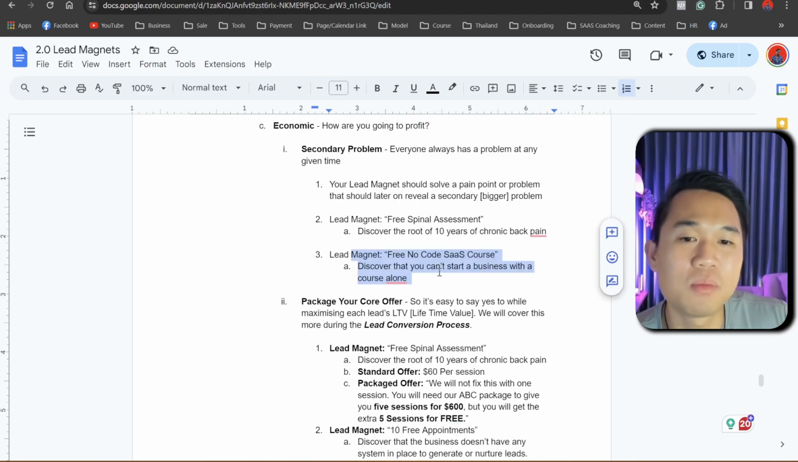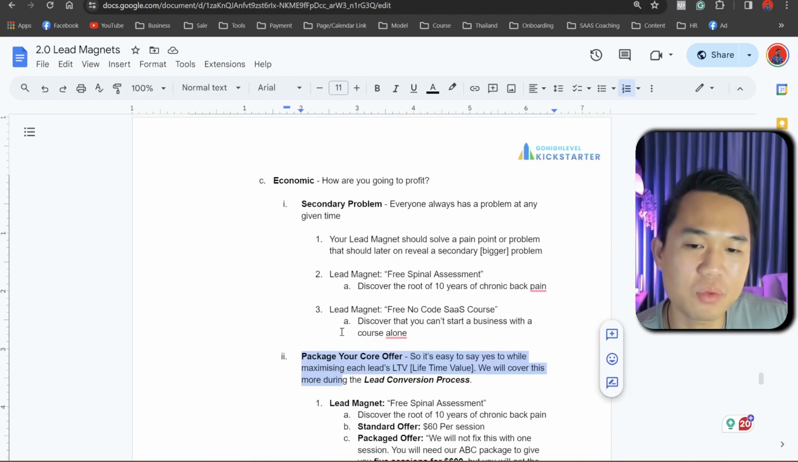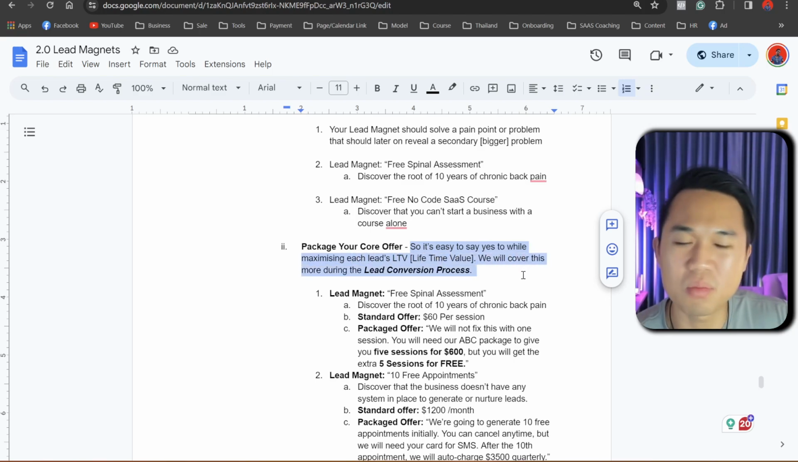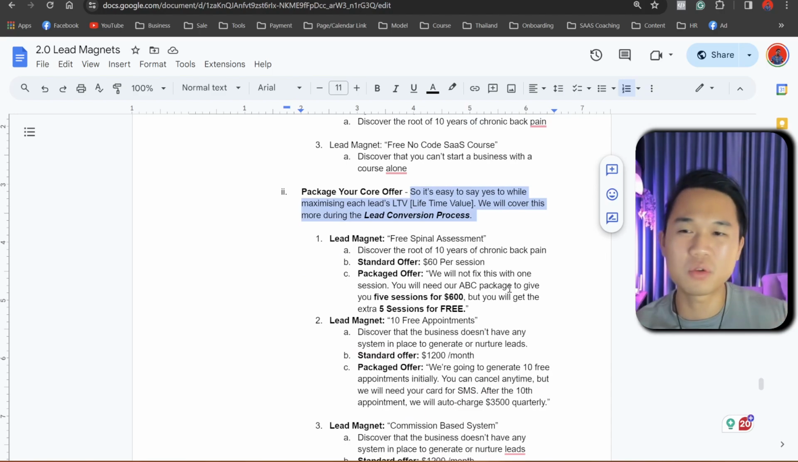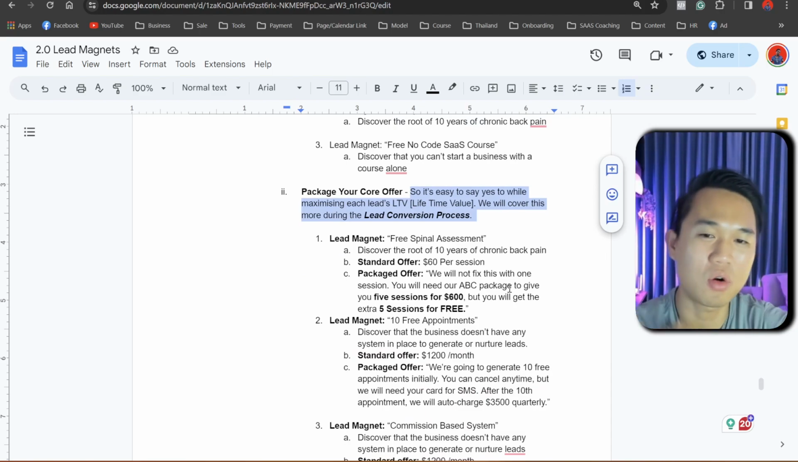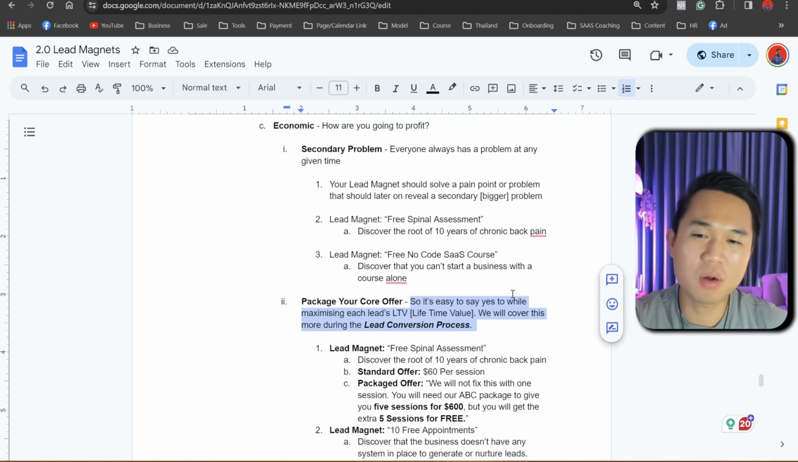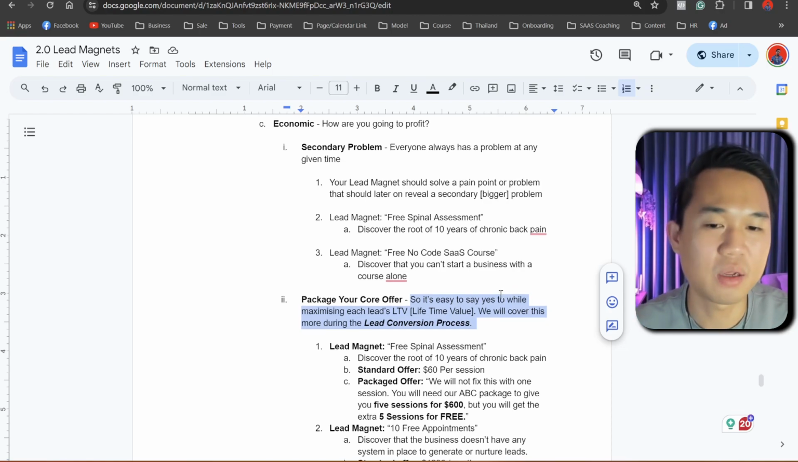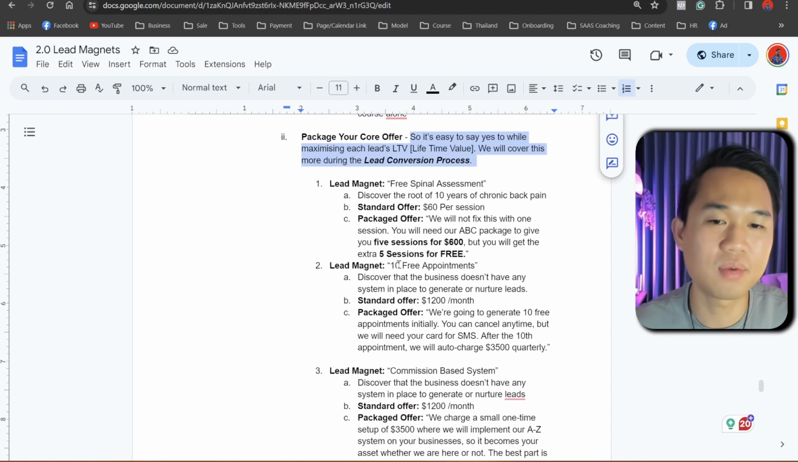We're using it for our own business as well, right? It's just this concept. Step 2 of the economics: you need to package your offer so it's easy to say yes to, while maximizing the lead LTV. We'll cover this more in the lead conversion process. It has more to do with the actual core offer. Right now, we're thinking from a lead magnet perspective: how are we going to funnel people down to the exchange of money? So this is a little bit of the lead conversion process.